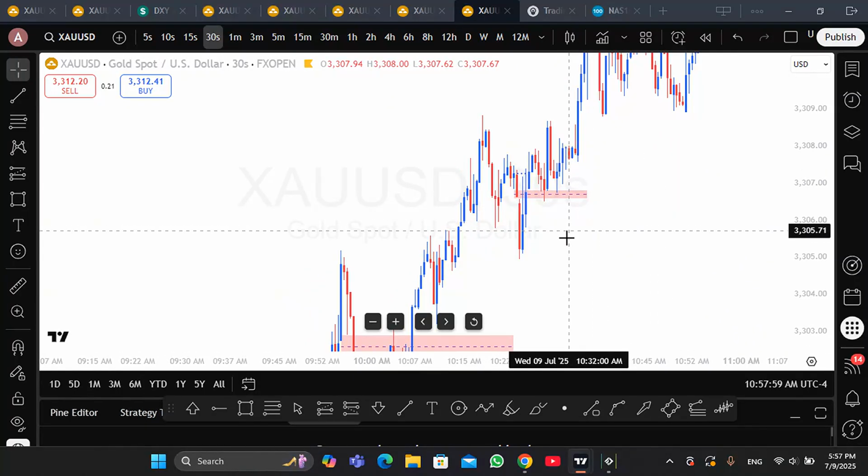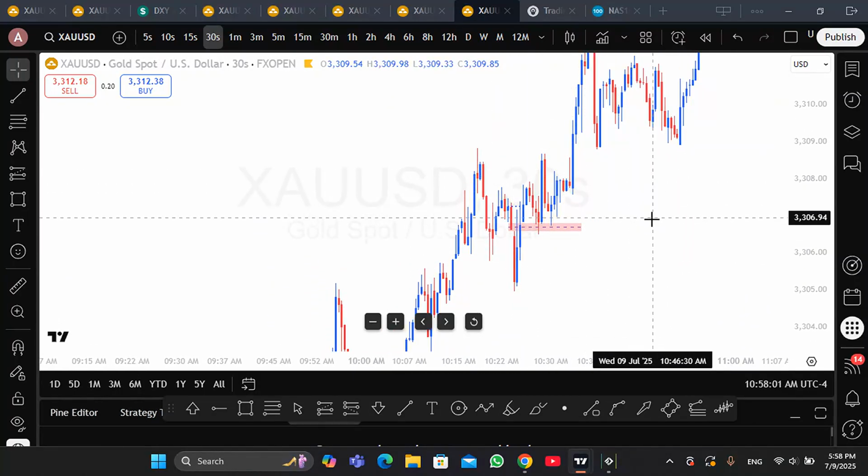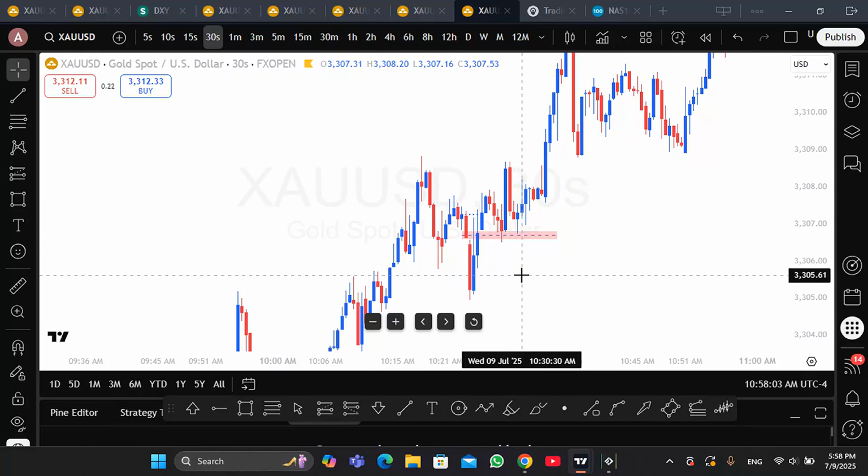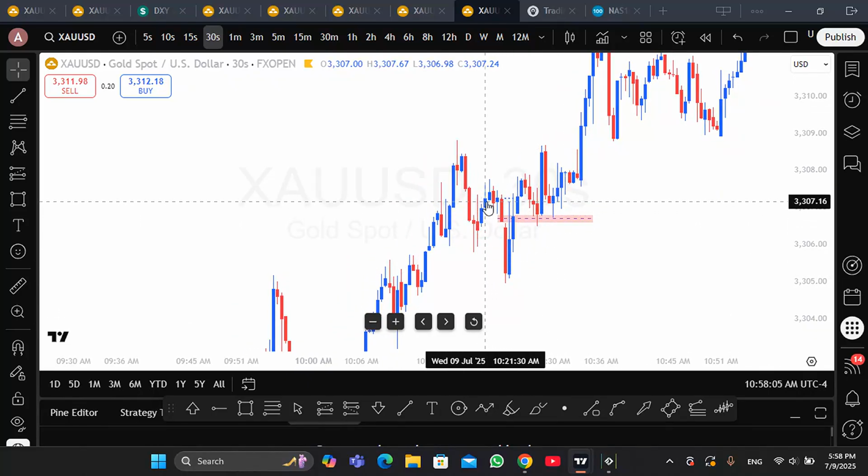What is this setting? This setting is a turtle soup. What is called turtle soup? This is a breaker block.